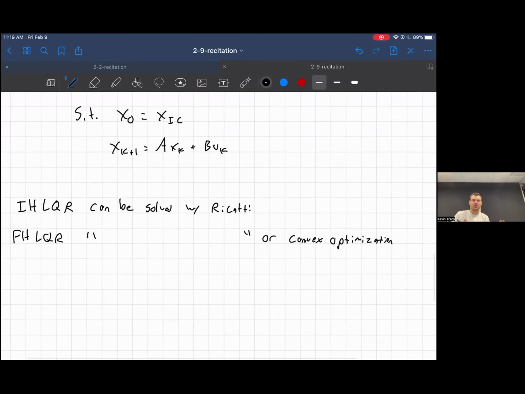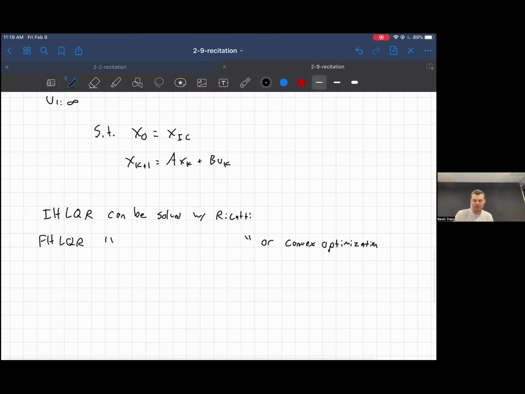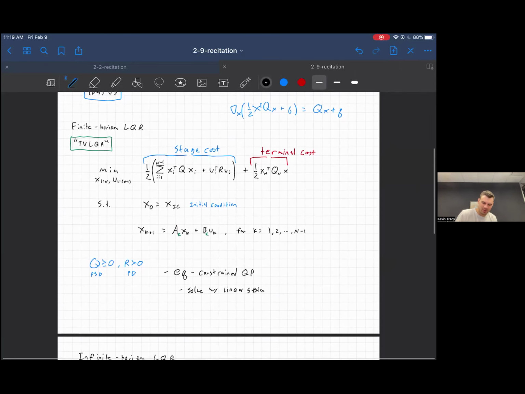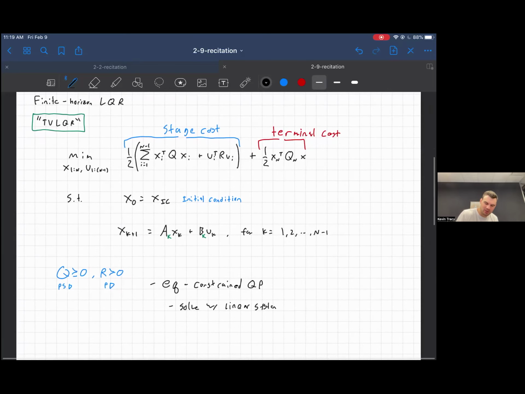So infinite horizon LQR, we have to solve this with Riccati. Finite horizon LQR, we can solve it with Riccati, or we can also solve it with convex optimization. So we have two options. And there's a little bit of a difference in the way that we represent the solution to these. Normally, when I write down a problem, I'm just getting a solution that tells me what is X and what is U.